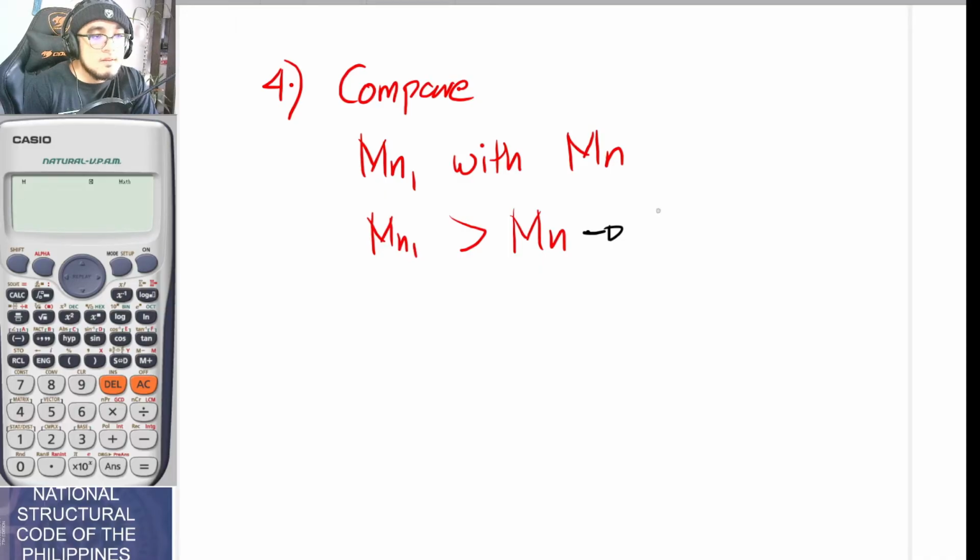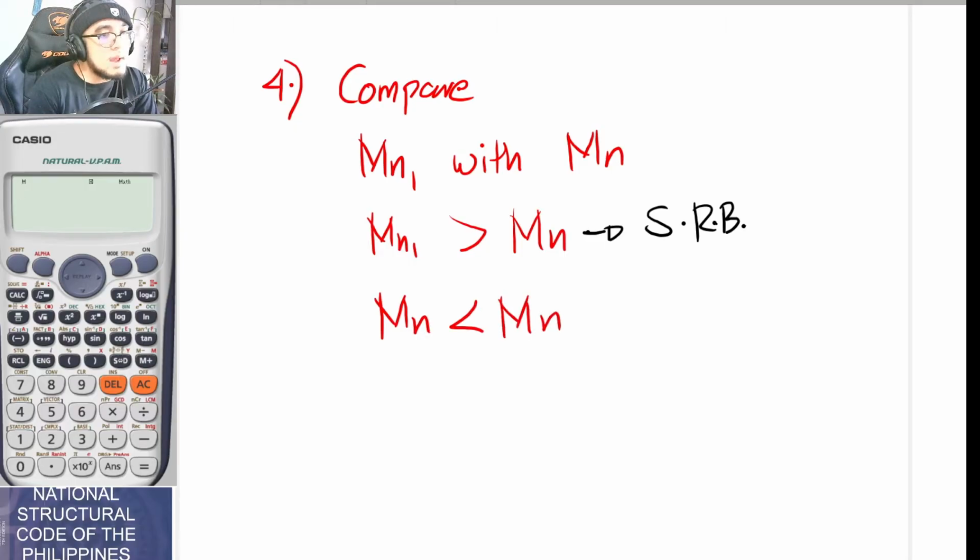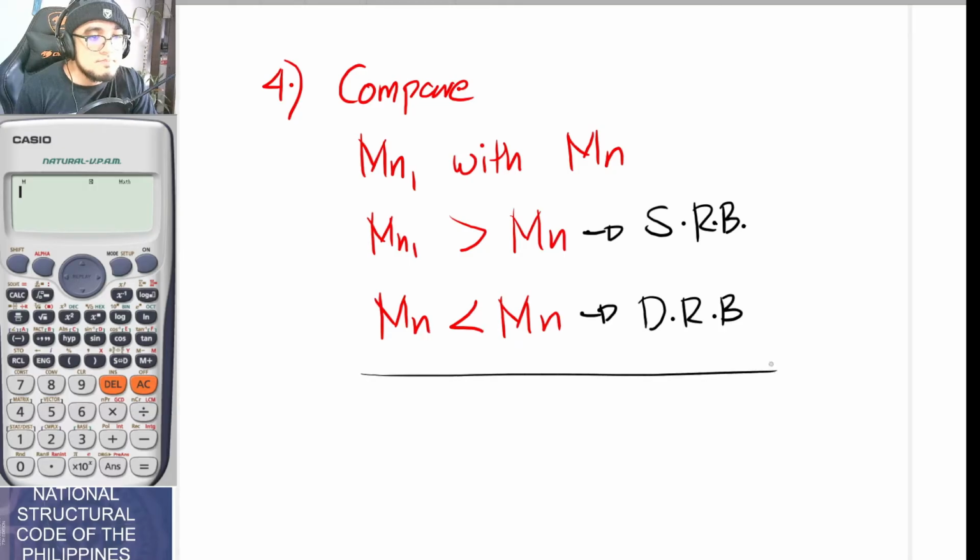So with that, you will now be designing it via SRB. And if MN1 is to be less than your MN, this is the time that you will now be designing DRB, or doubly reinforced beams.